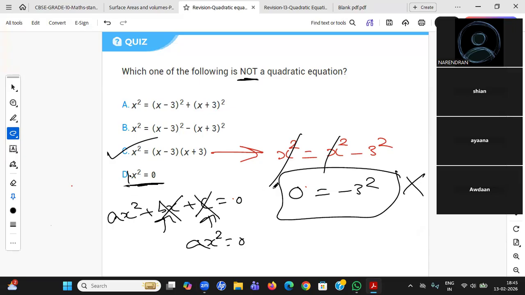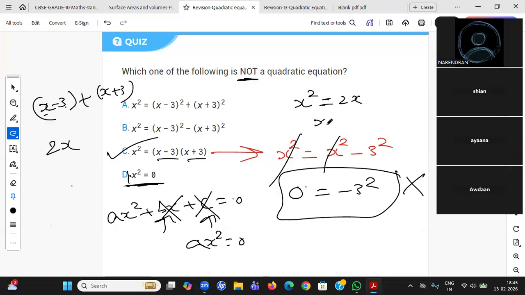Sir, if it's x minus 3 and x plus 3, then it is a square minus b square, right, sir? Yeah. But if it's x minus 3 plus x plus 3, then it is 2x. That's all, 2x only. Minus 3 plus 3 is 0. x square equal to 2x it will be, which is x square minus 2x equal to 0. It's a quadratic equation.